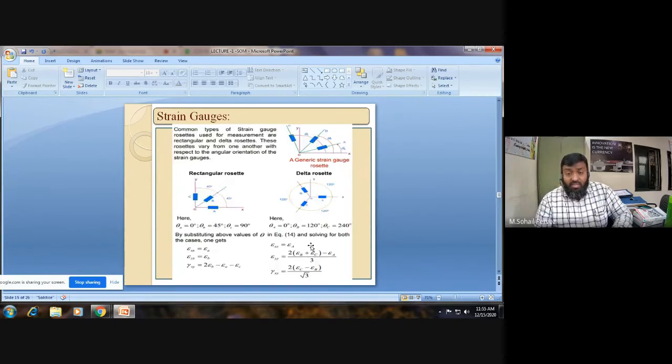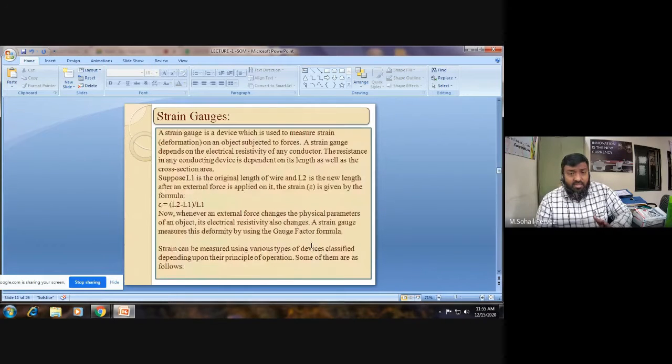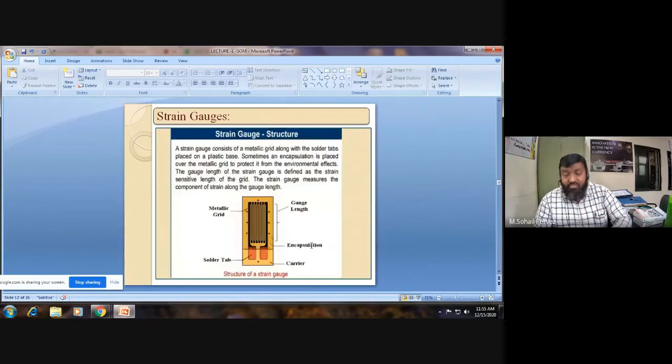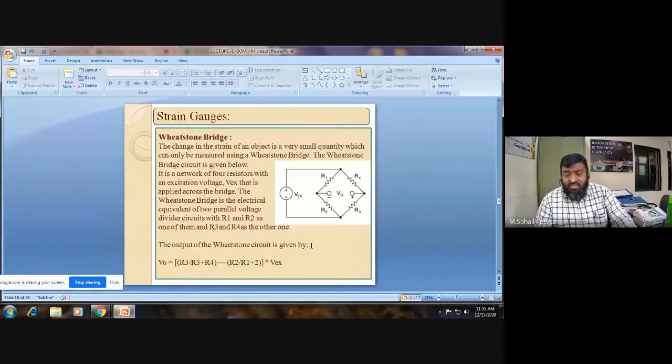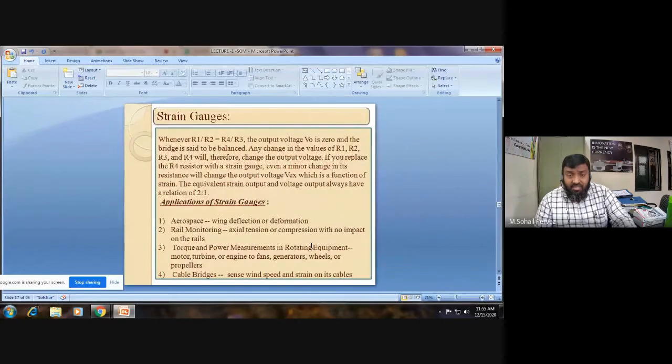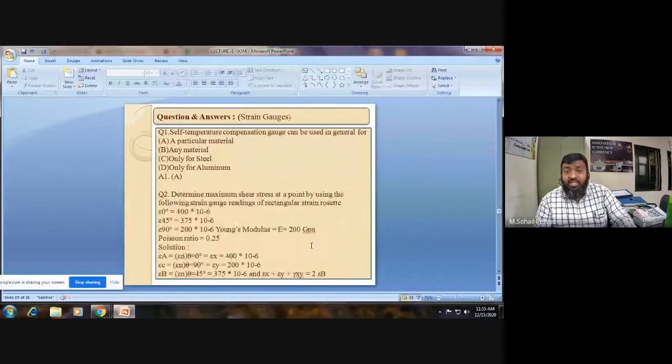So I hope I have tried from my side to clear the basic idea of strain gauges. Strain gauges work on the basic principle of change in length, change in dimension. If there is a change in dimension, it will be reflected on the panel, and we can take preventive action for this particular deformation. So we should end here with the strain gauges.